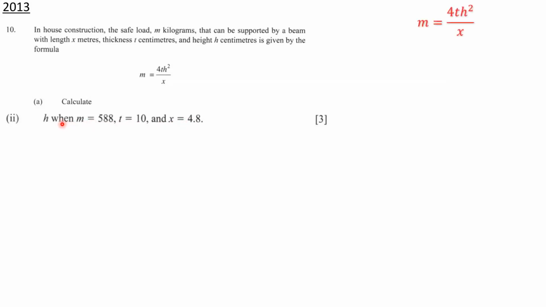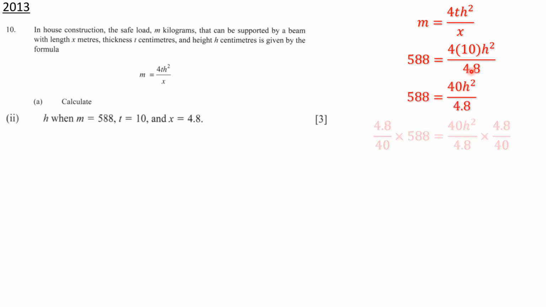Well, we have to substitute. Wherever we see M, we put 588. Wherever we see T, we're going to put 10. Wherever we see X, we put 4.8. So M is equal to 588, T is equal to 10, and X is equal to 4.8.